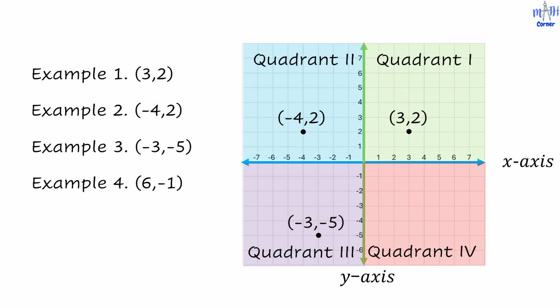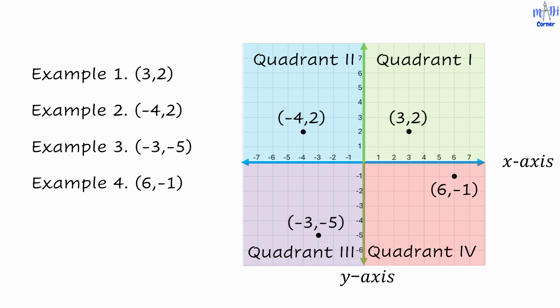Example number 4. (6, -1). X is positive 6. Starting at the origin, move 6 units to the right. Y is -1, so move 1 unit downward. The point is in quadrant 4.